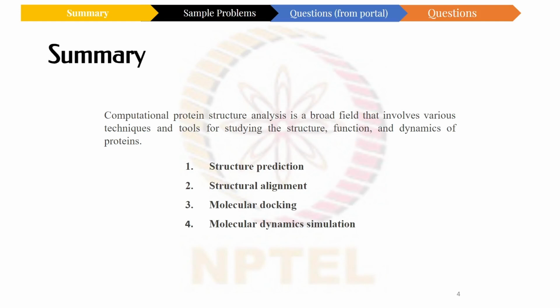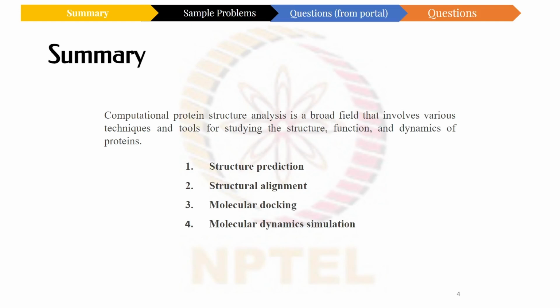Next is structural alignment. Structural alignment is the process of comparing 3D structures of two or more proteins to identify similarities and differences. It is useful for understanding evolutionary relationships, identifying functionally important regions, and designing new protein structures. Then we have molecular docking, a computational technique used to predict the binding mode of a ligand, a drug molecule or a small molecule, to a protein.